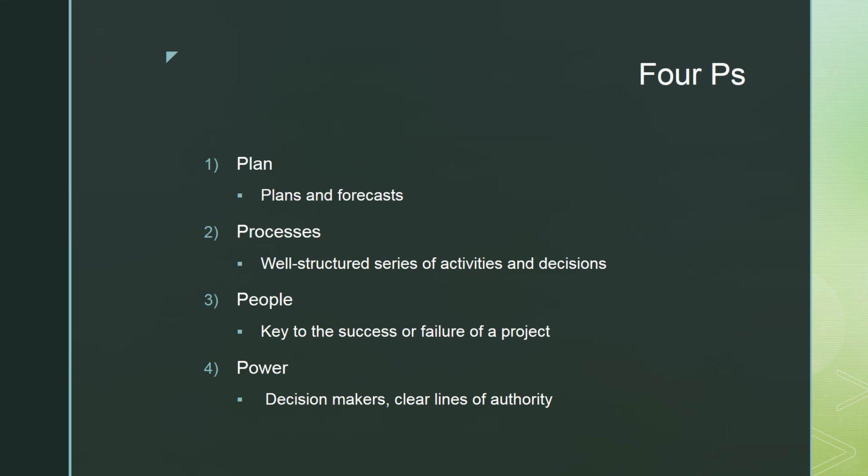And then fourth, power. Decision makers. Who is going to be making the decisions? You need there to be people who make decisions. There must be clear lines of authority. If you hit a snag, who will make the decision? Who is going to provide direction? This must be clear as well in project management.